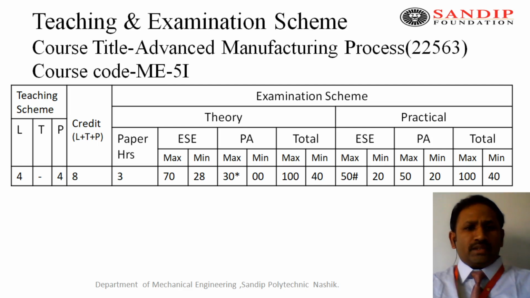Then I will show the teaching and examination scheme for this course, that is, this subject Advanced Manufacturing Process. That is ME5I, meaning Mechanical Engineering 5th semester I scheme. There is one table given, with the teaching scheme, examination scheme, and theory and practical distributions. In the teaching scheme there are learning, tutorial and practicals. Learning hours are 4 hours. There is no tutorial. Then practical is 4 hours weekly, so the total is 8 hours in this week.